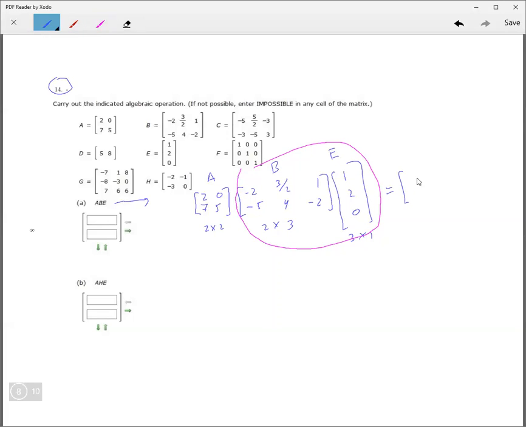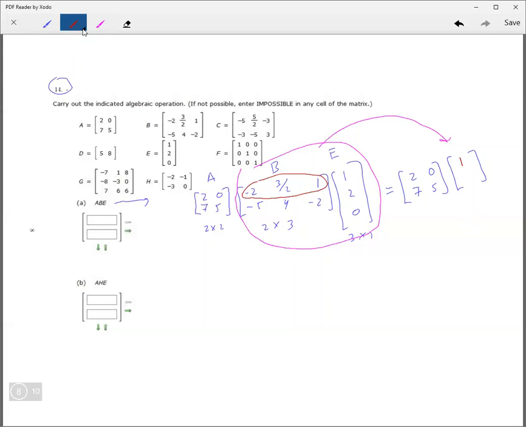Okay. And then which is going to be a 2 by 1 matrix. Okay. So that is going to give you a matrix right here. Okay. So for the first entry, we're going to use this row here. That's negative 2 times 1, that's negative 2. And then this times this is going to be 3. So negative 2 plus 3 is 1 plus 0. So that's just going to be 1 right there.